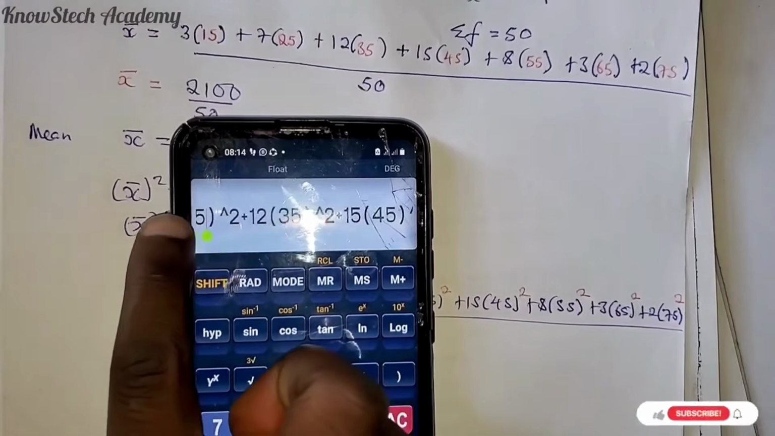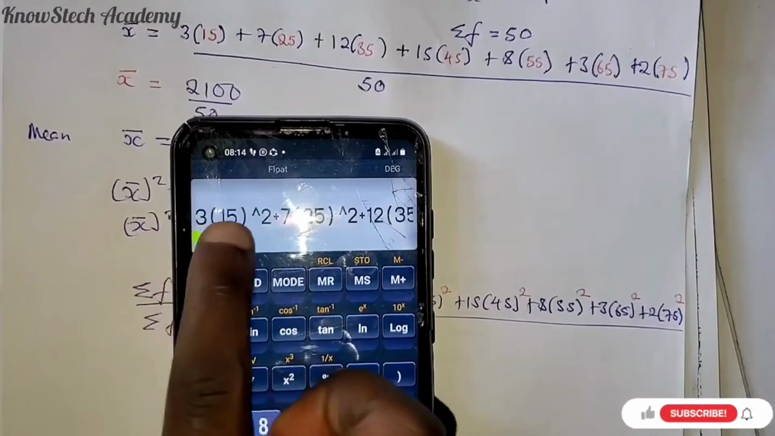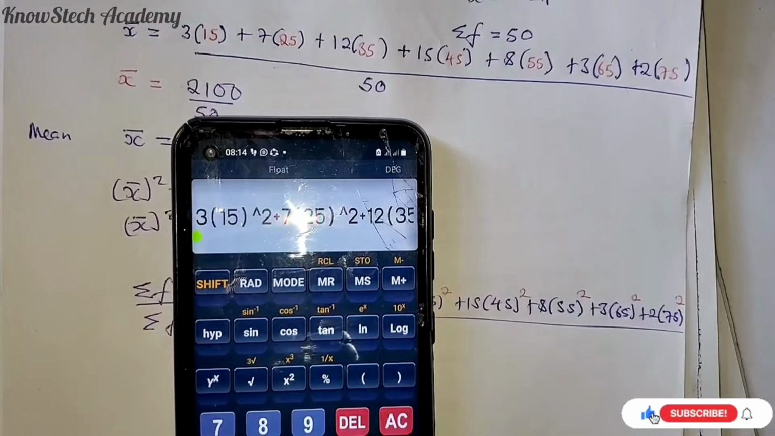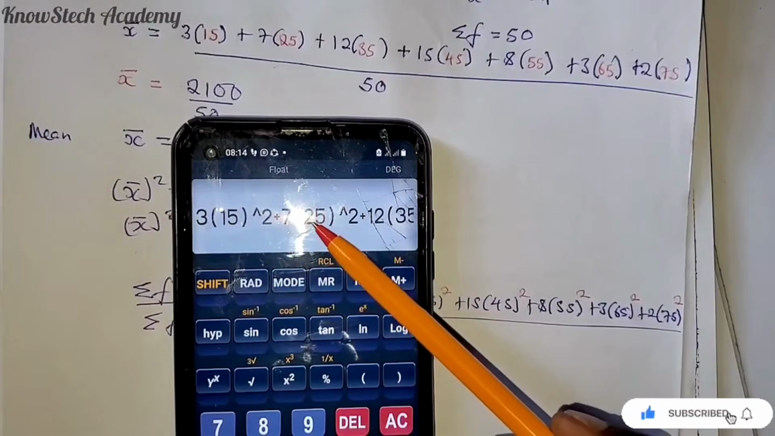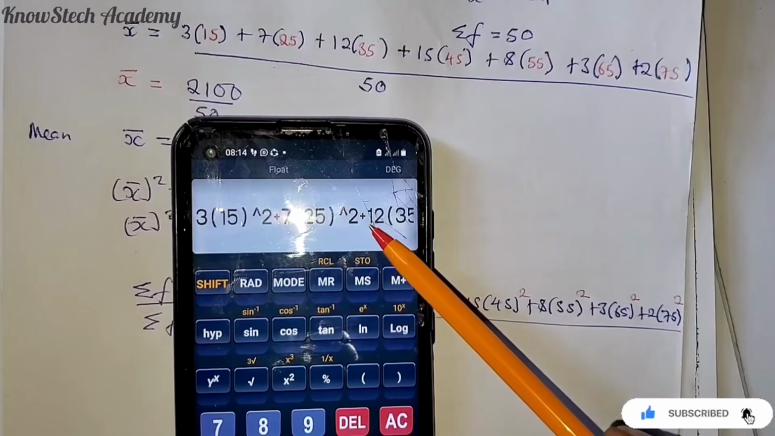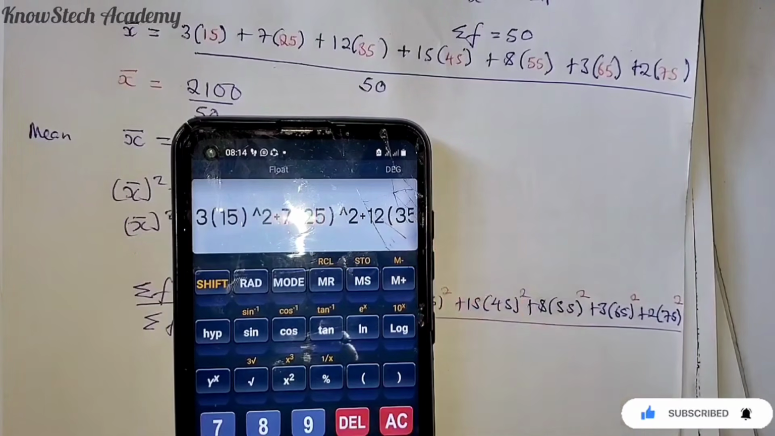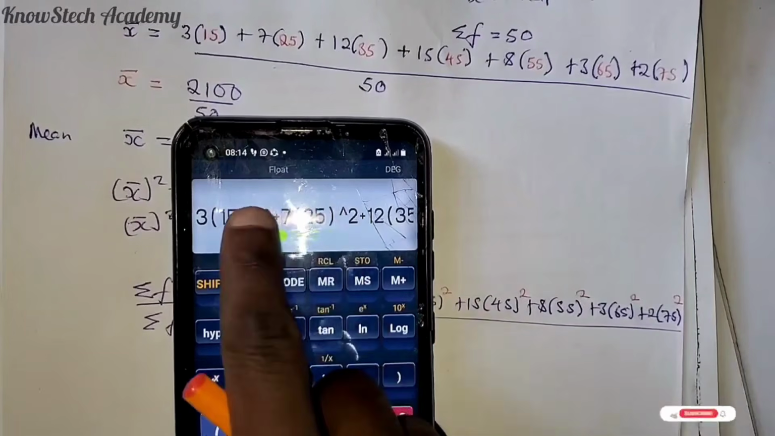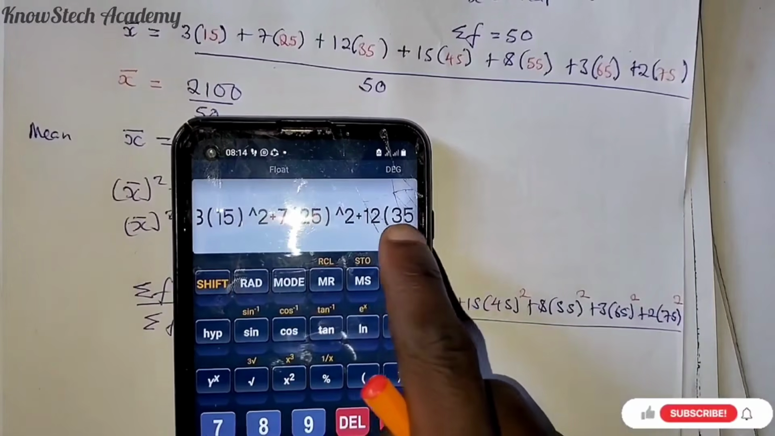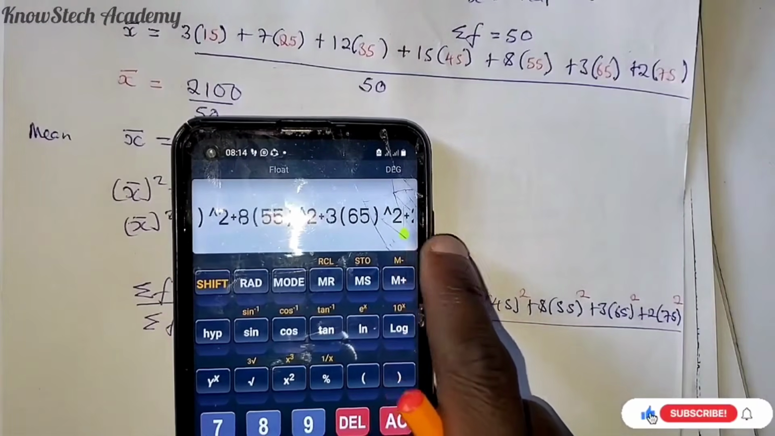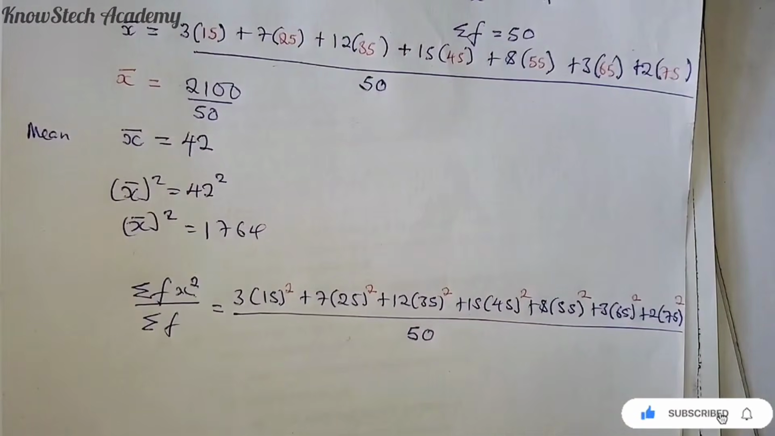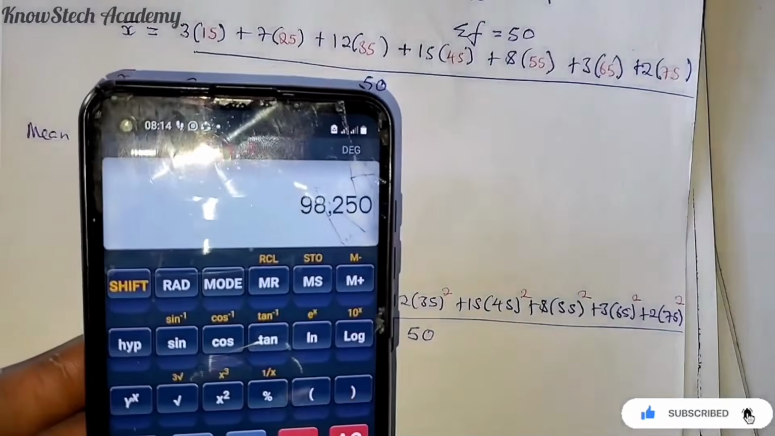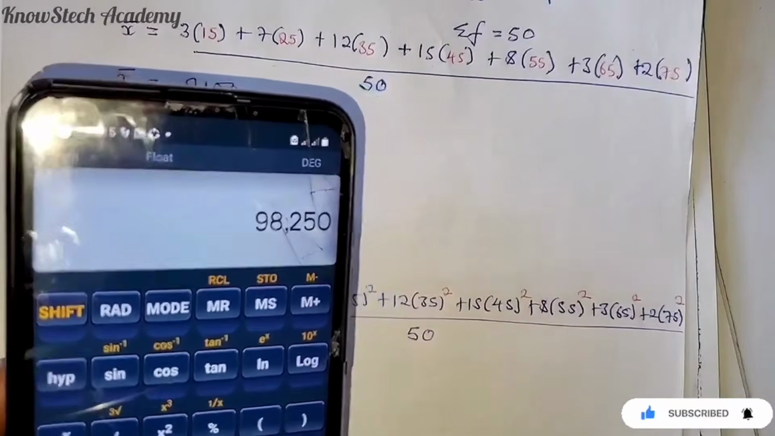What is the first number here? 315 to the power 2 plus 725 to the power 2 plus 1235 to the power 2, and so on. So everything here, then I'm going to punch the equal sign. This is giving me 98,250.